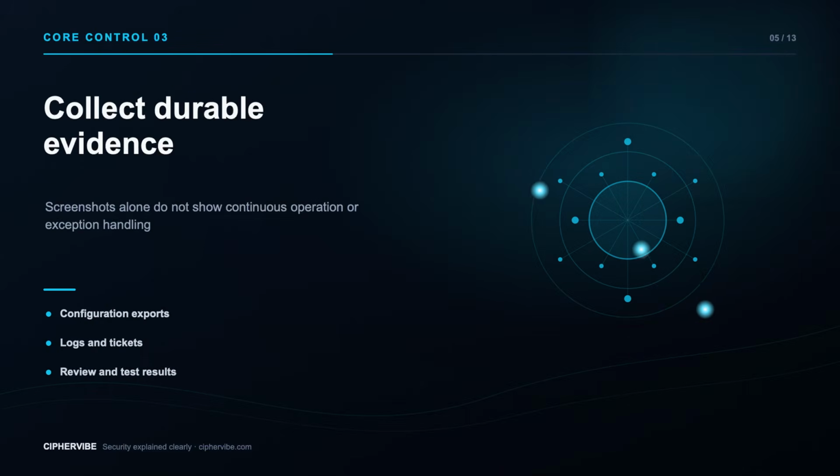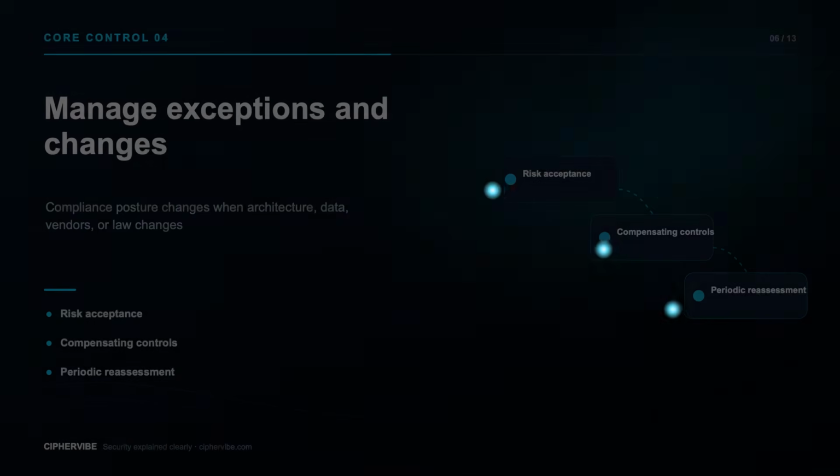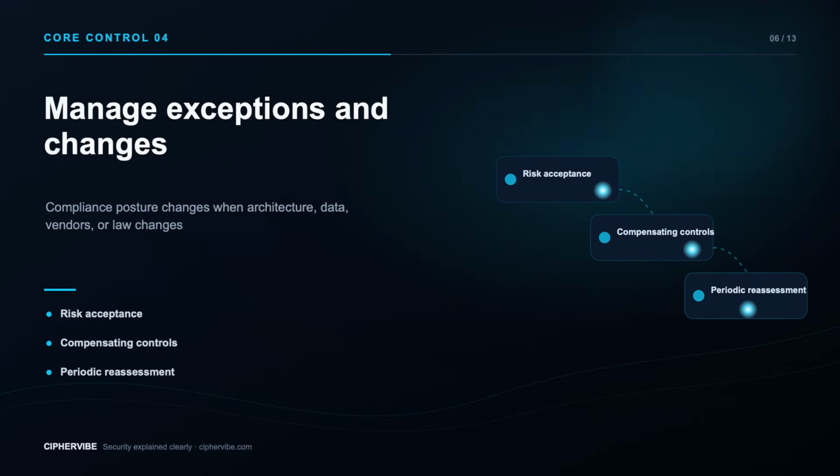The third building block is collect durable evidence. Collect repeatable evidence such as policy exports, audit logs, access review results, change records, test outcomes, training attestations, and vendor assessments. Protect evidence integrity, record collection date and scope, and distinguish a point-in-time configuration from proof that a control operated consistently. The fourth building block is manage exceptions and changes.